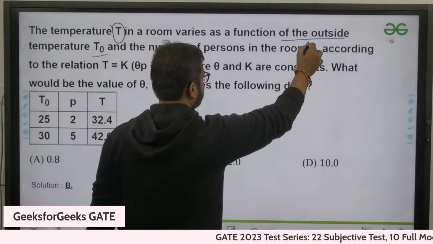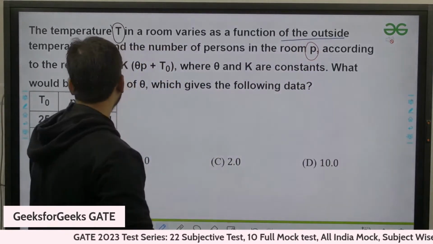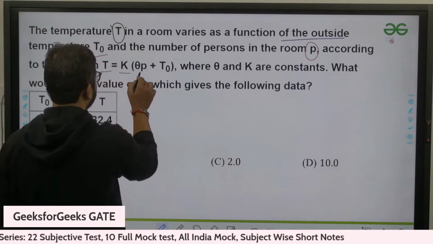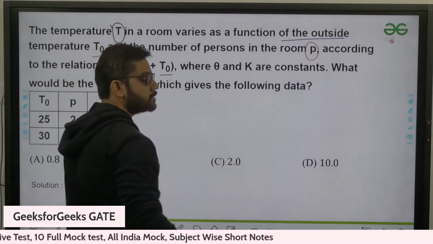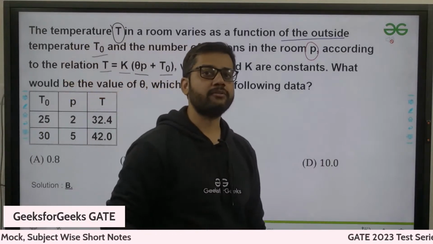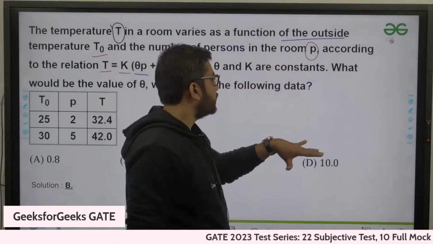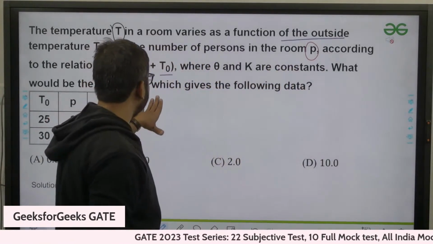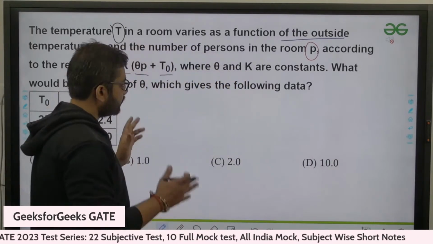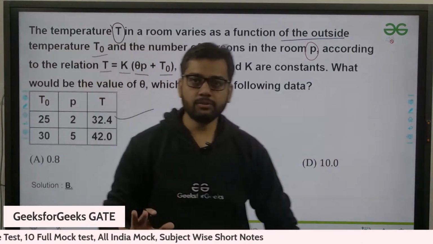The number of persons is written as P. According to the relation T is equal to K theta P plus T naught. This is a relation between the outside temperature, inside temperature, and the number of people, where theta and K are constants. What would be the value of theta given the following data? Now, this is our data given.